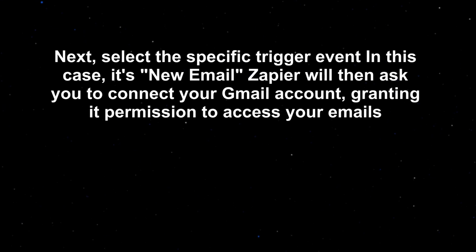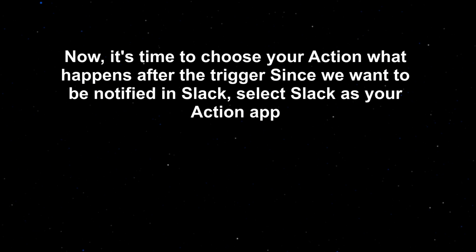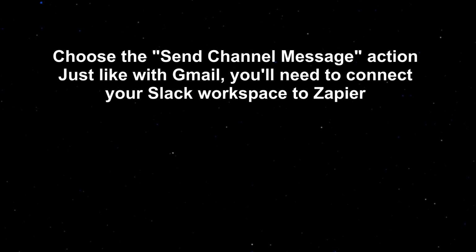Zapier will then ask you to connect your Gmail account, granting it permission to access your emails. Now, it's time to choose your action. What happens after the trigger? Since we want to be notified in Slack, select Slack as your action app. Choose the send channel message action. Just like with Gmail, you'll need to connect your Slack workspace to Zapier.